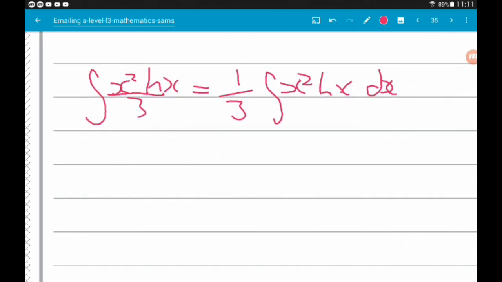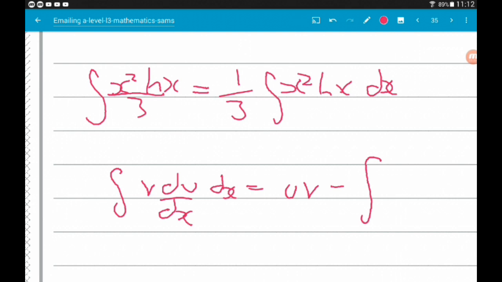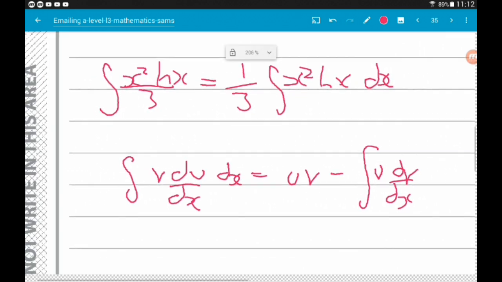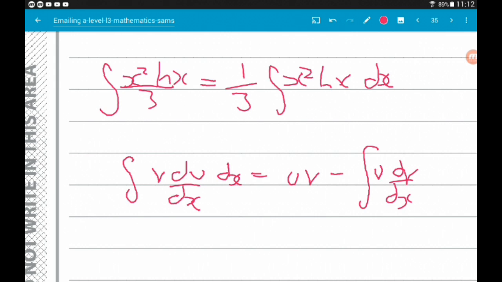So, remember, integration by parts tells us the integral of v times du by dx with respect to x is equal to uv minus the integral of u times dv by dx. So we need to be clever about which function we call which letter. We don't want to be integrating log x.